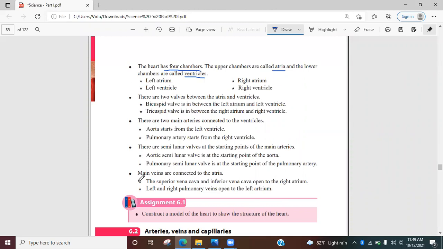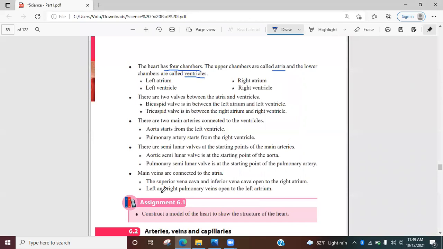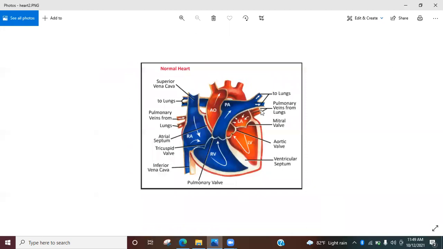Main veins are connected to the atria. The superior vena cava and inferior vena cava open to the right atrium. Left and right pulmonary veins open to the left atrium.